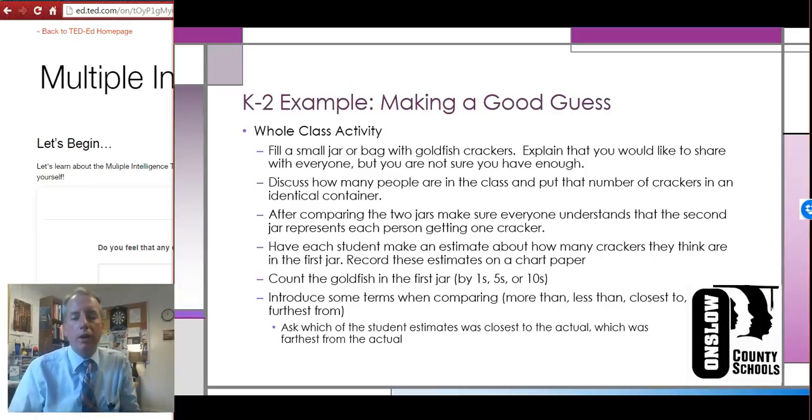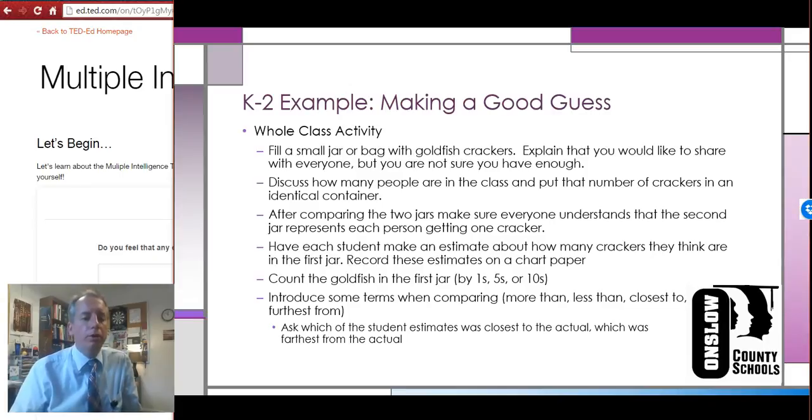So using kind of a reference point, right? To compare the two, we're going to make sure that kids know that in that second jar, this is just one cracker for each person, and then ask everybody to make their estimates, right? We're going to record them on a chart paper, on our whiteboard, maybe even in an Excel document. Of course, this is K-2, so probably going to do this on chart paper or on the board. And then we're going to go ahead and count them, right?